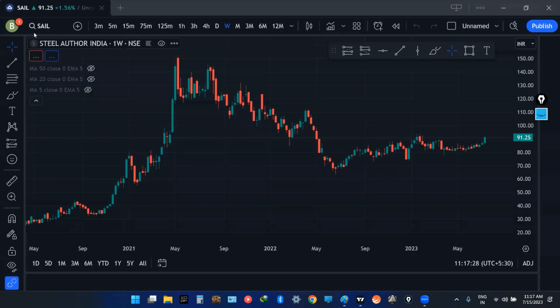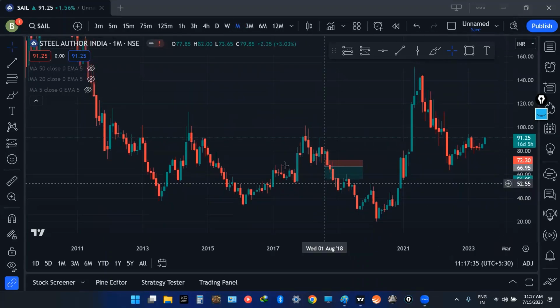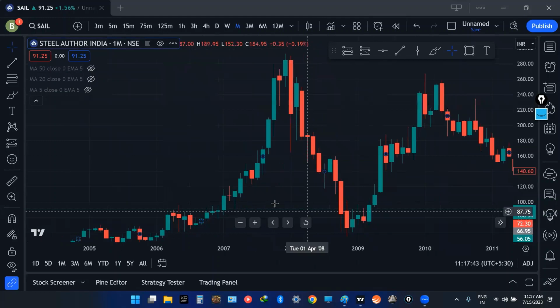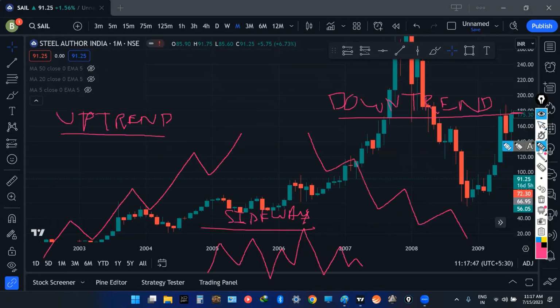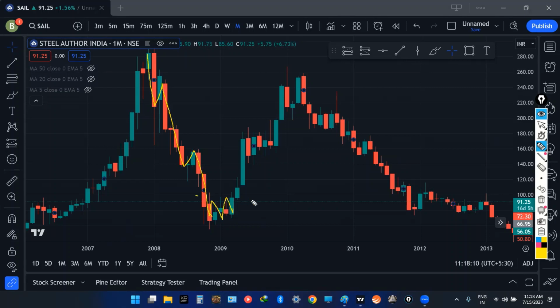If I go to the chart, say any chart, this is SAIL, Steel Authority of India. And if I go to the monthly chart here, let me zoom it. So simply if I have to see with my naked eyes, you see here, I can simply see an uptrend here. Simple as that. You do not have to be very precise. Precision is not required. Only what is required is your eyes. You need to visualize. You see here, this is my downtrend. This part is my sideways. So there was a downtrend, there was a sideways part, and again there is an uptrend.